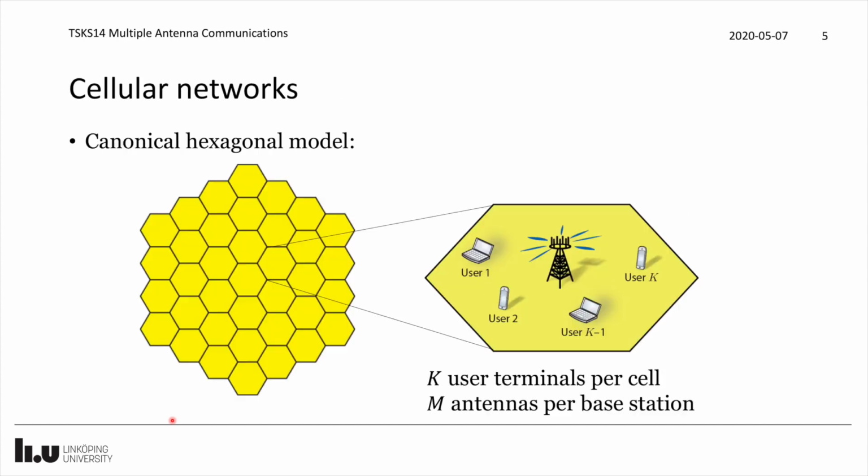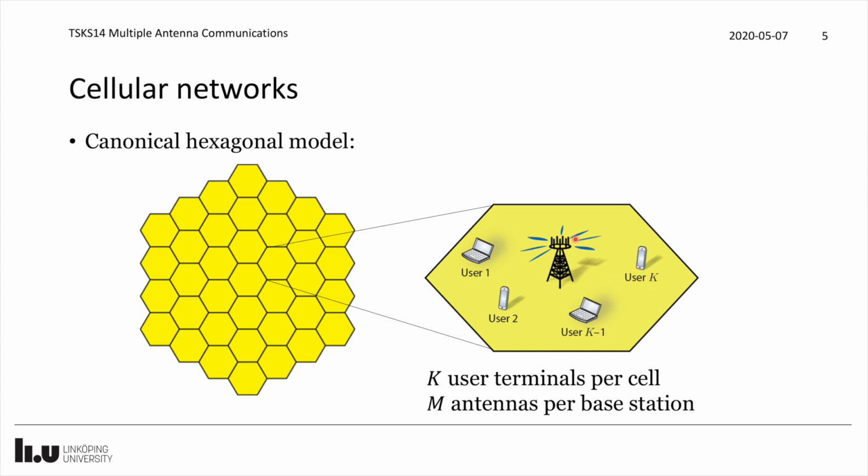Because now we will move to considering not one cell as in the previous lectures, but multiple cells. A canonical way of describing this type of cellular network is to say that each cell contains one base station and K users, and it has a hexagonal shape. So user 1 to K-1 and capital K. And here we have the base station with M antennas.